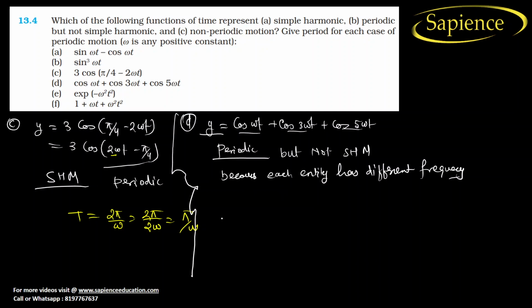Now, what is the time period? So let us go for the time period. Let us consider the time periods for these as T1, T2, and T3. T1 is for cos omega t, so T1 will be equal to 2 pi by omega. T2 is equal to pi by 3 omega. T3 is equal to 2 pi by 5 omega. So the common multiple is 2 pi by omega. So the time period you can find out easily here. Okay.